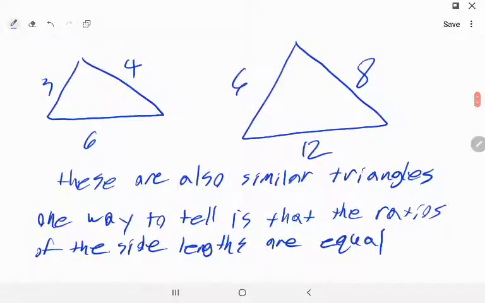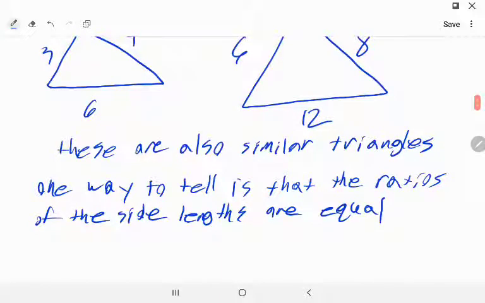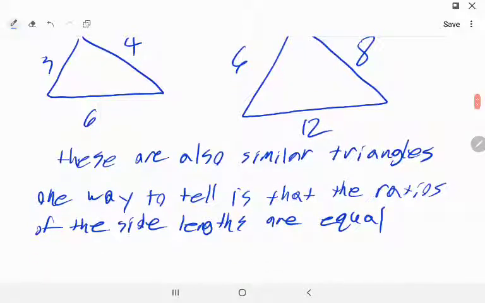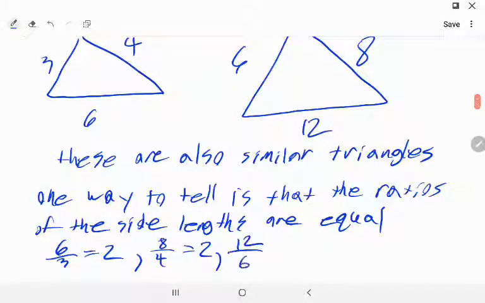We notice that if we compare corresponding sides, we'll talk about the idea of corresponding sides in a moment, but if we take 6 divided by 3, that equals 2. If we take 8 divided by 4, that equals 2. If we take 12 divided by 6, that equals 2. And that tells us that all the side lengths of the second triangle are twice the size of the side lengths for the first triangle.